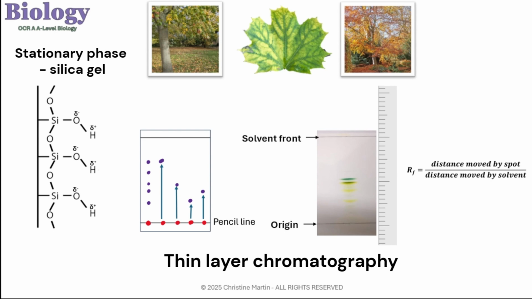Now, it may be that you calculate the Rf value for a green pigment to be 0.64 and then conclude that it was probably chlorophyll A, and you can tell that because it shows a bluey green colour, which is what you would expect.